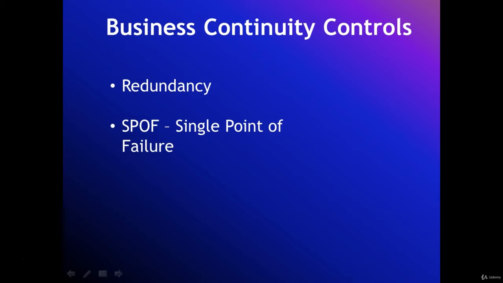Another business continuity control would be single point of failure, or SPOF. A single point of failure is a part of a system that, if it fails, will stop the entire system from working. Single points of failure are undesirable in any system. A single point of failure poses a lot of potential risk to a network because if the device fails, a segment or even the entire network is negatively affected.